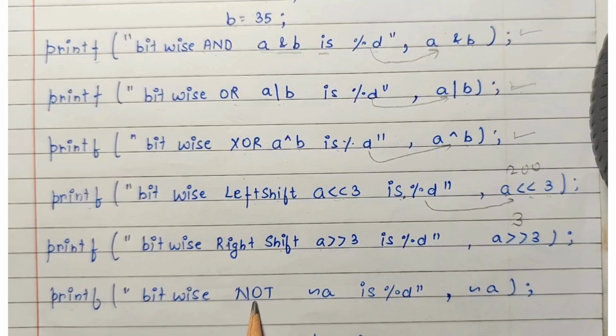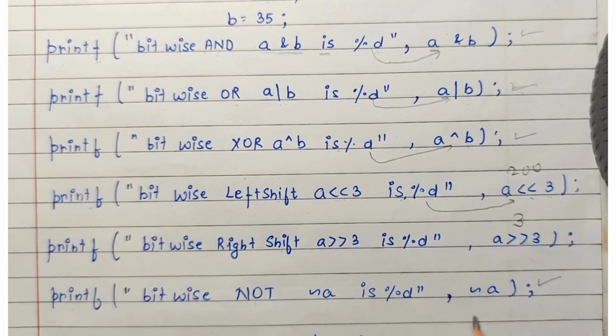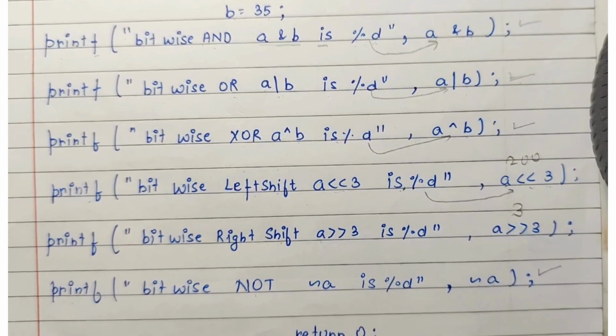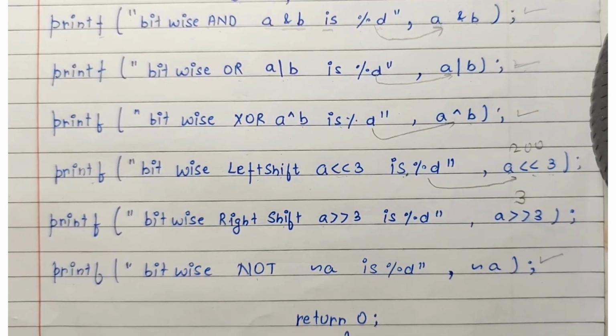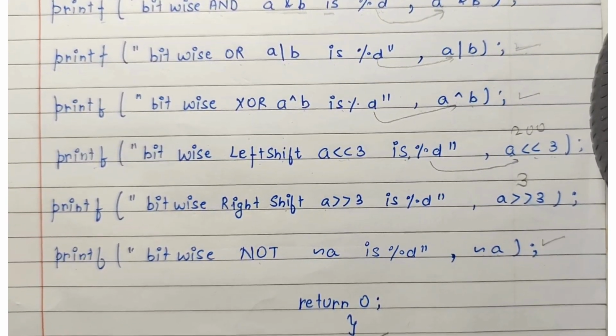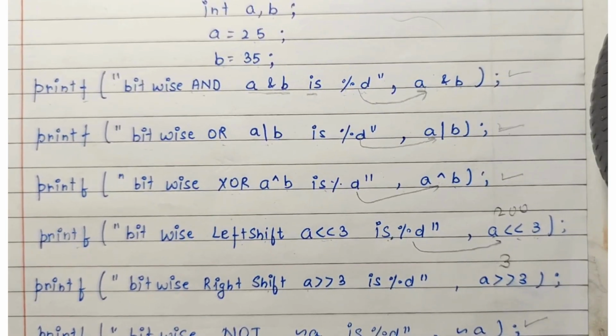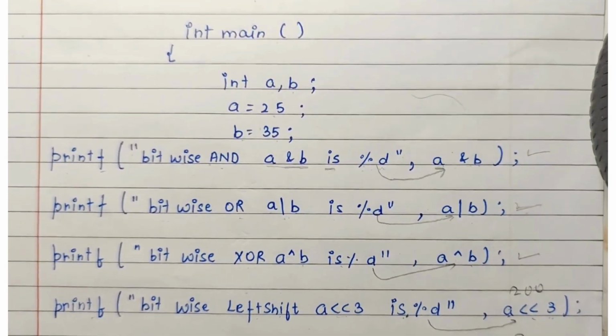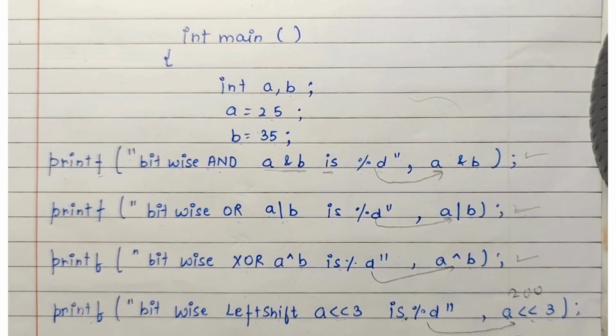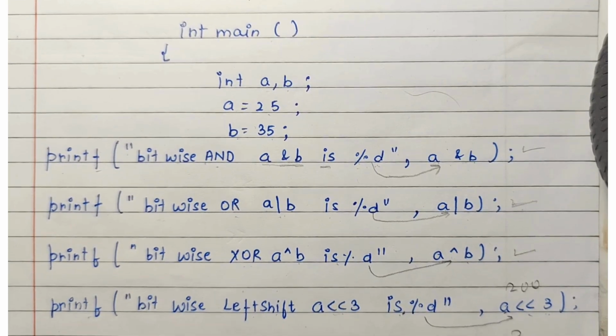After this the bitwise NOT operation is performed. So here I use the tilde A symbol. Here the bitwise NOT operation is performed, then return 0 and the program ends. So in this way you can compile your code on CodeBlocks or Dev C++ compiler. This is the correct code. I have verified this code and it will display the correct output.